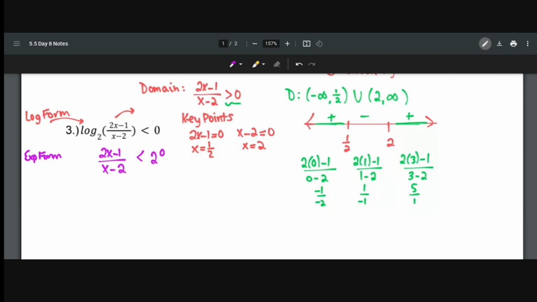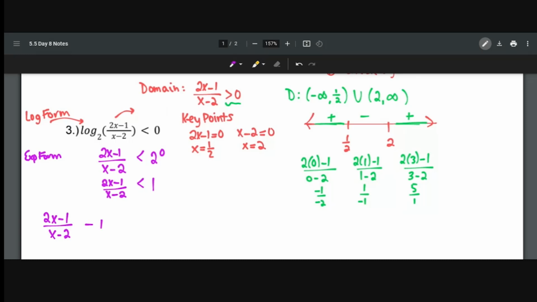All right, now we get it to simplify. We should know that 2 to the 0 is equal to 1. All right, but now how do we solve something like this? Similar to how we found the domain, but we have to have it all less than 0. So the right side needs to be 0. So I'm going to do 2x minus 1 over x minus 2. And I'm going to subtract 1.